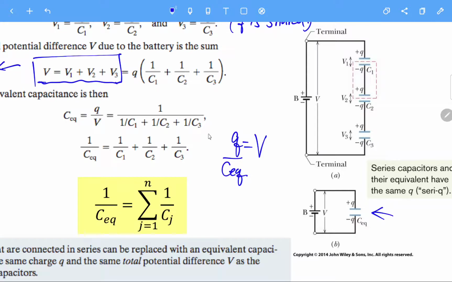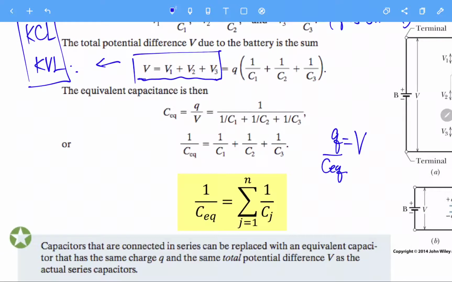So in this case, comparing these two, we have this one equals 1 over C_EQ, which means that C_EQ is 1 over this term. So you can write it like this, or you can write it like this. And if you have n capacitors, the inverse of the equivalent is equal to the sum of the inverses of all the capacitances in series.